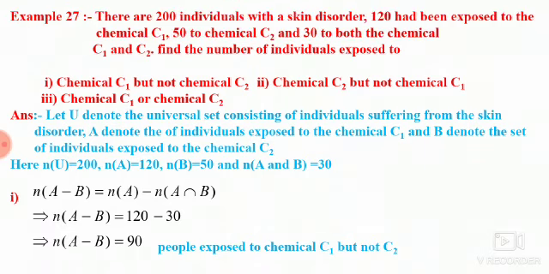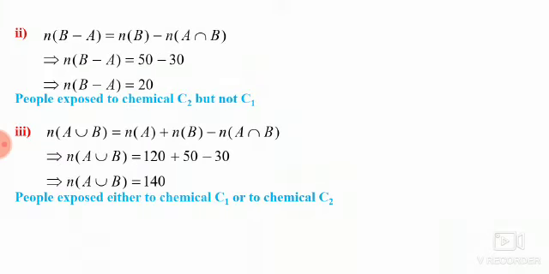Let me continue with the solution for the second question. We should find the number of individuals exposed to chemical C2 but not C1. It is given by the formula n of B minus n of A intersection B. That implies n of B minus A is equal to the number exposed to chemical C2, which is 50, minus the number exposed to both C1 and C2, which is 30. Therefore 50 minus 30 is equal to 20. Therefore there are 20 individuals exposed to chemical C2 but not C1.